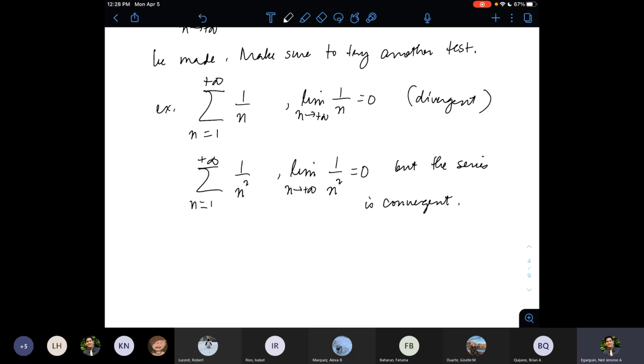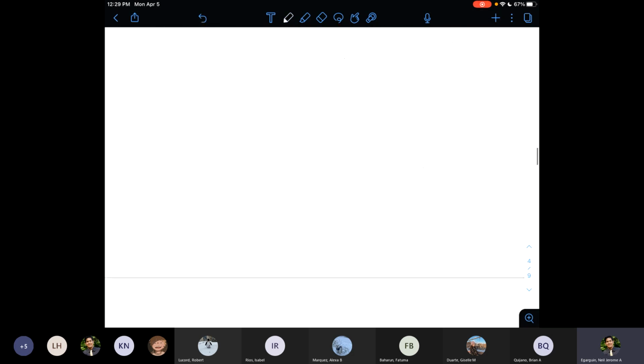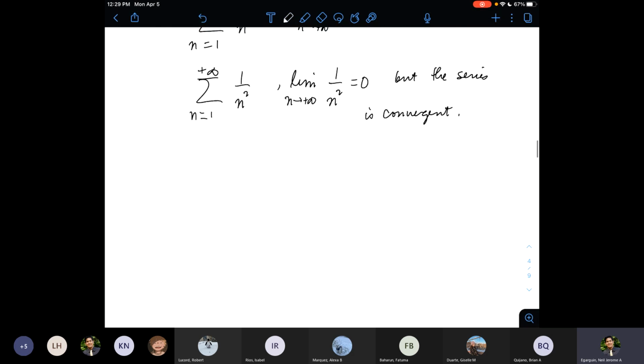So there's really a chance that if the limit of a_n is equal to 0, it would be divergent, and there's a chance that it will be convergent. So the test for divergence does not apply when the limit is, oh, sorry, when the limit is equal to 0. You need to try another test. Okay. And then just to cap this off, some more theorems.